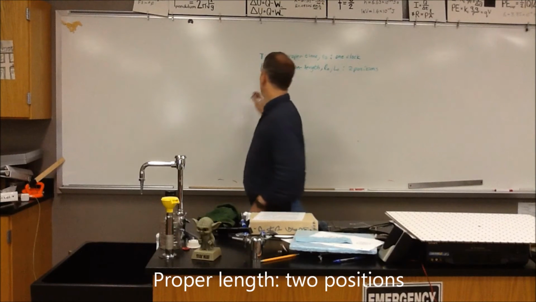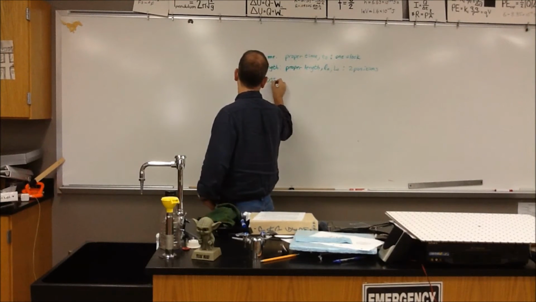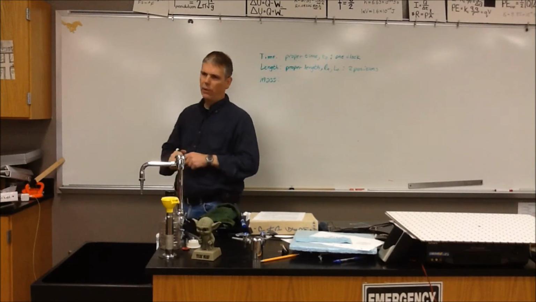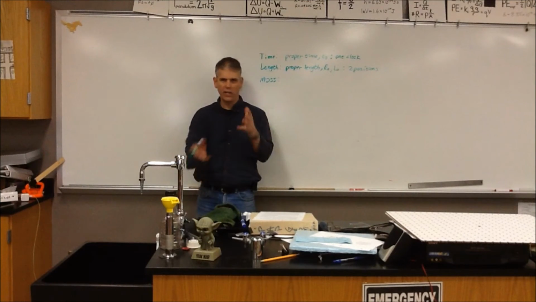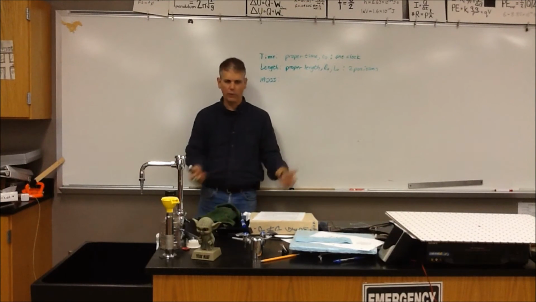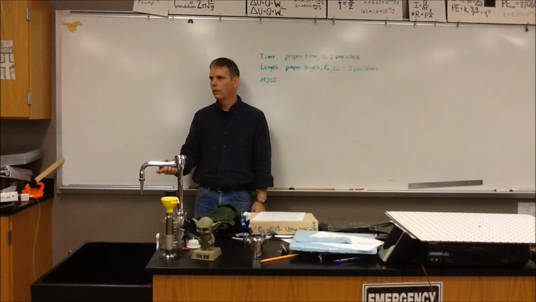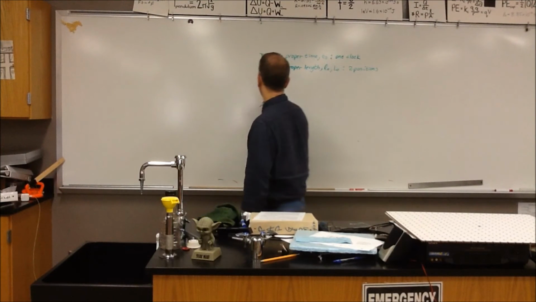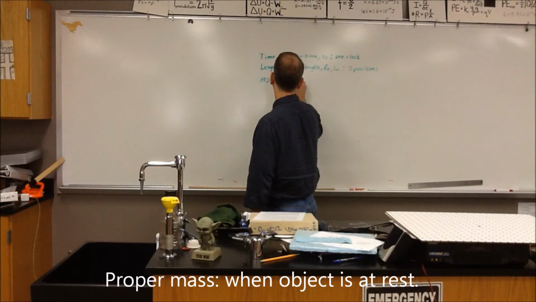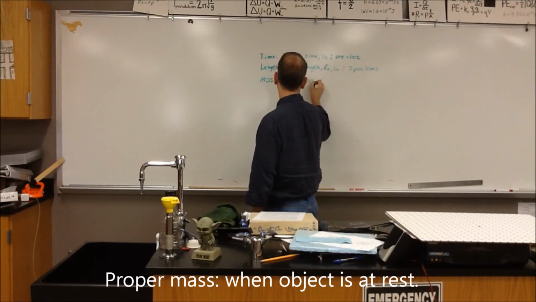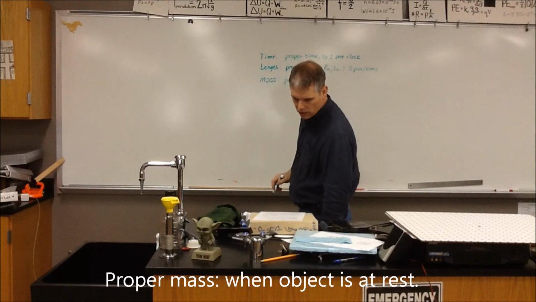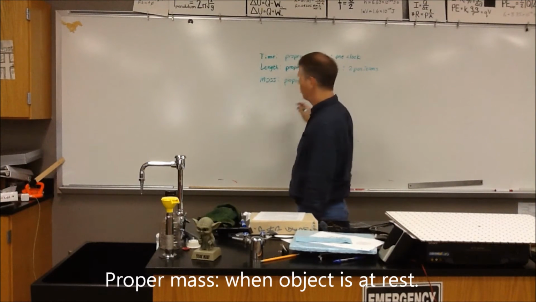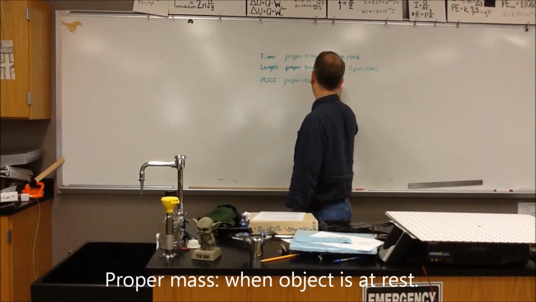Number 3, mass. If I have an object, and the example that I used on my worksheet was, what about your dog? I need to measure the mass of my dog. How heavy is my dog? Well, the first thing I got to get the dog to do is sit. Sit in one position. So, when you are measuring proper mass, and is that still an M naught? I didn't actually give that one. Okay, so the proper mass is at rest.